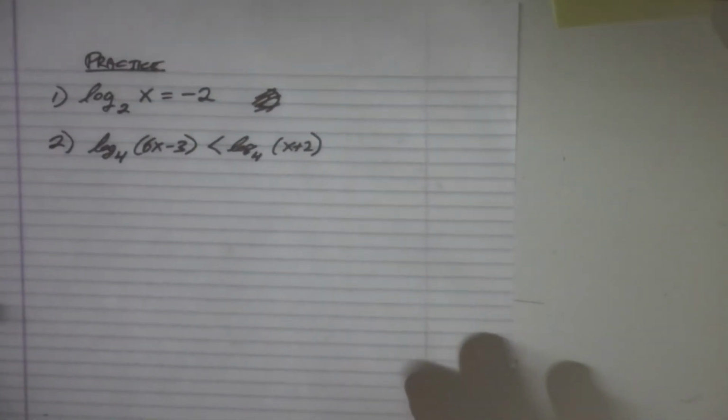Please do that one. And then second, I don't think I have enough room there to write it, so I'm going to write it underneath, and then I'll just use the space later to do all the work. The second one would be log base 4 of 6x minus 3 is less than log base 4 of x plus 2. All right, go ahead and do that for a couple of moments yourself.